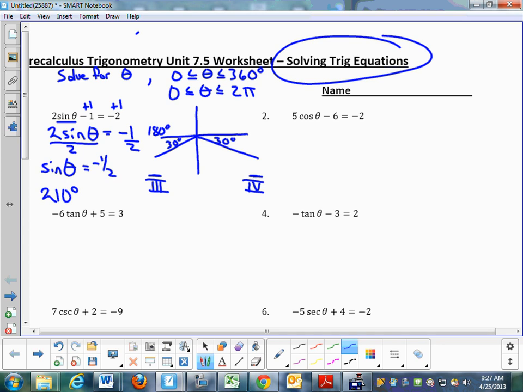210 degrees. I am 30 degrees behind 360, which is 330 degrees. So in this situation, we have two solutions, 210 and 330. Sometimes you have none, sometimes you have one, two, three, four, five, sometimes you will have 6. Could be, but I won't give you any of those. We'll probably top out at 6.